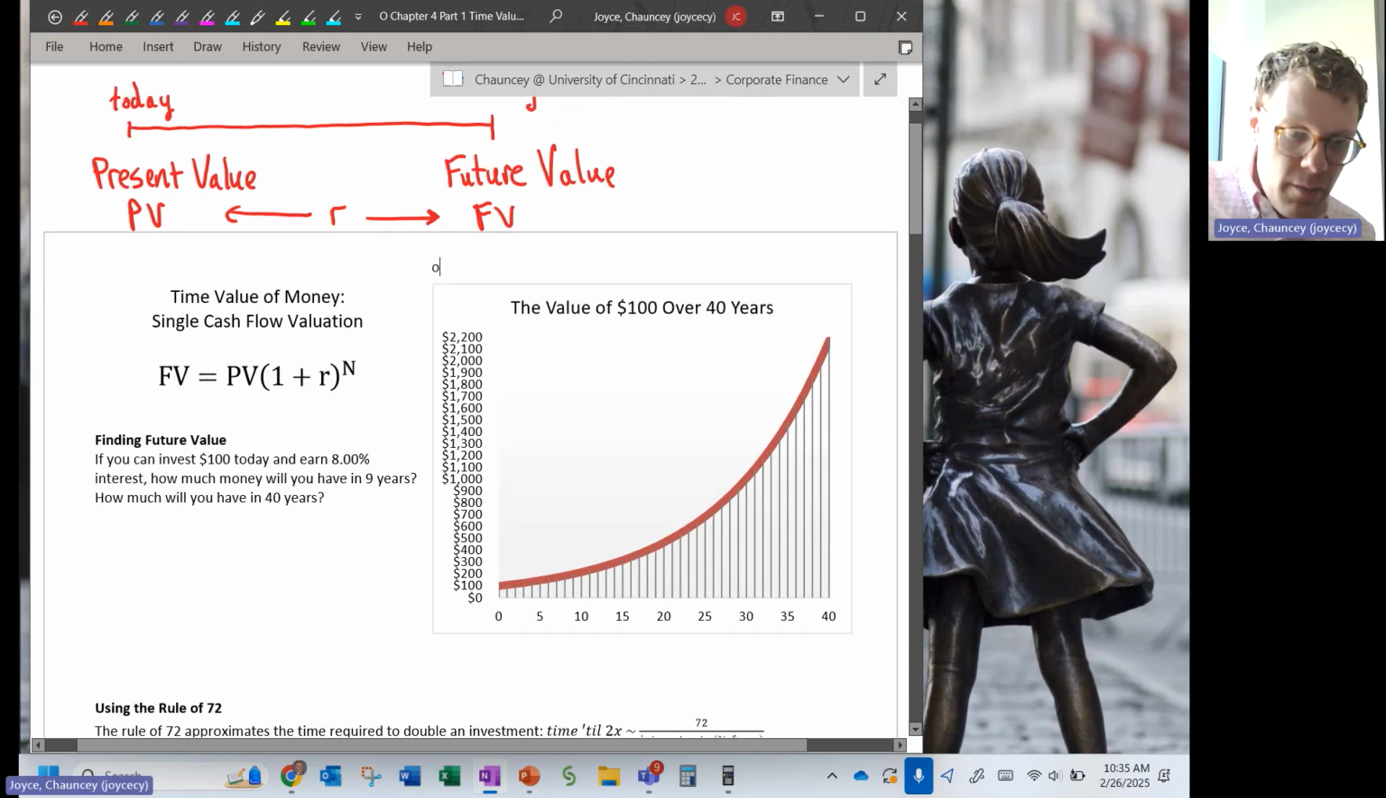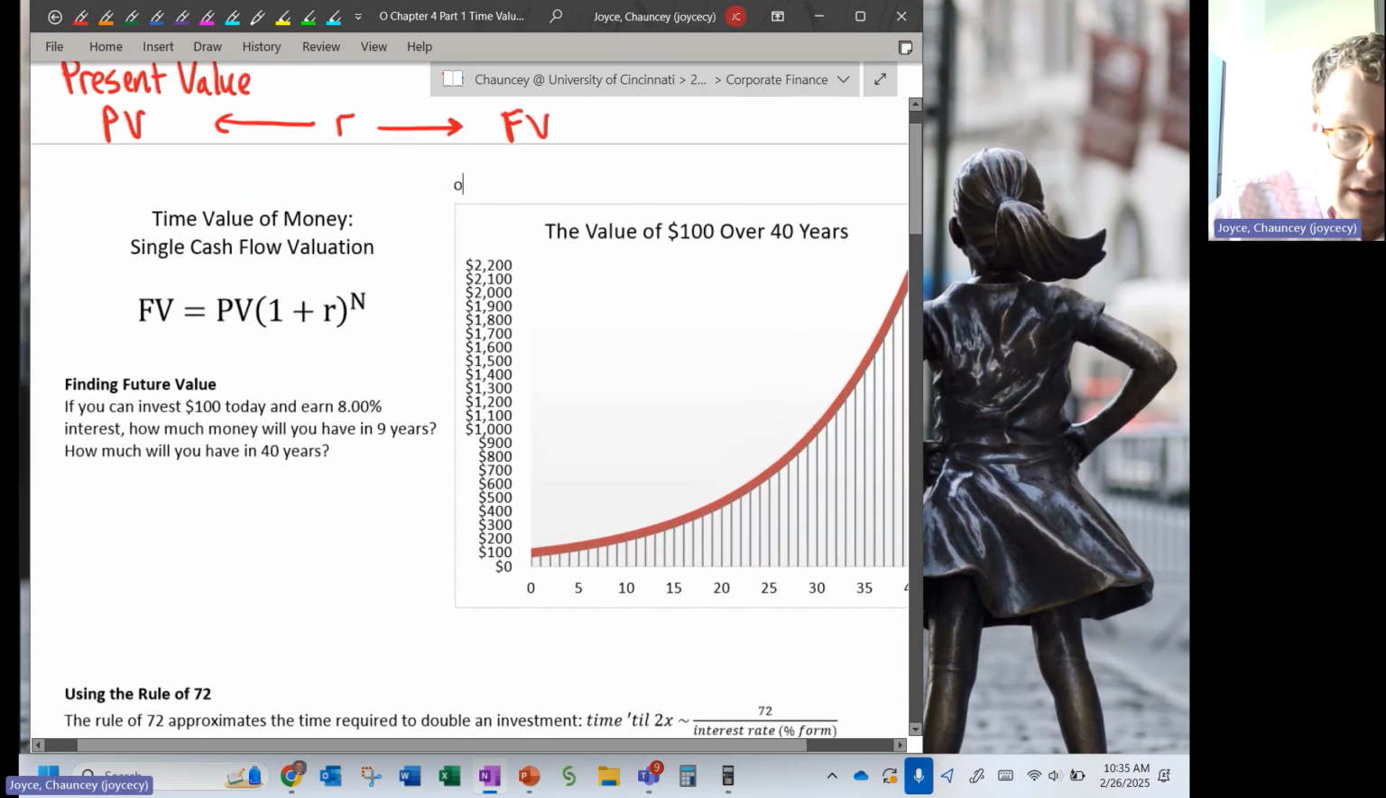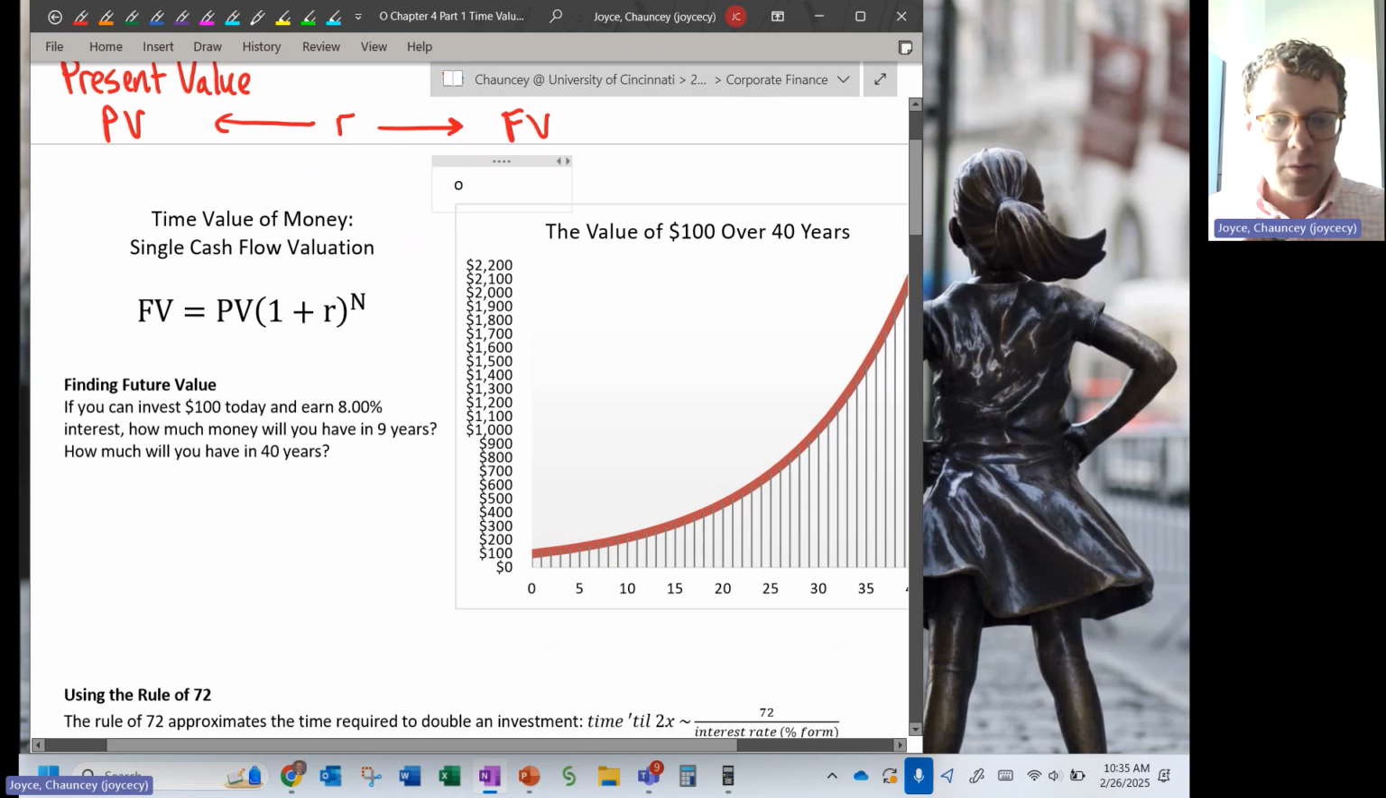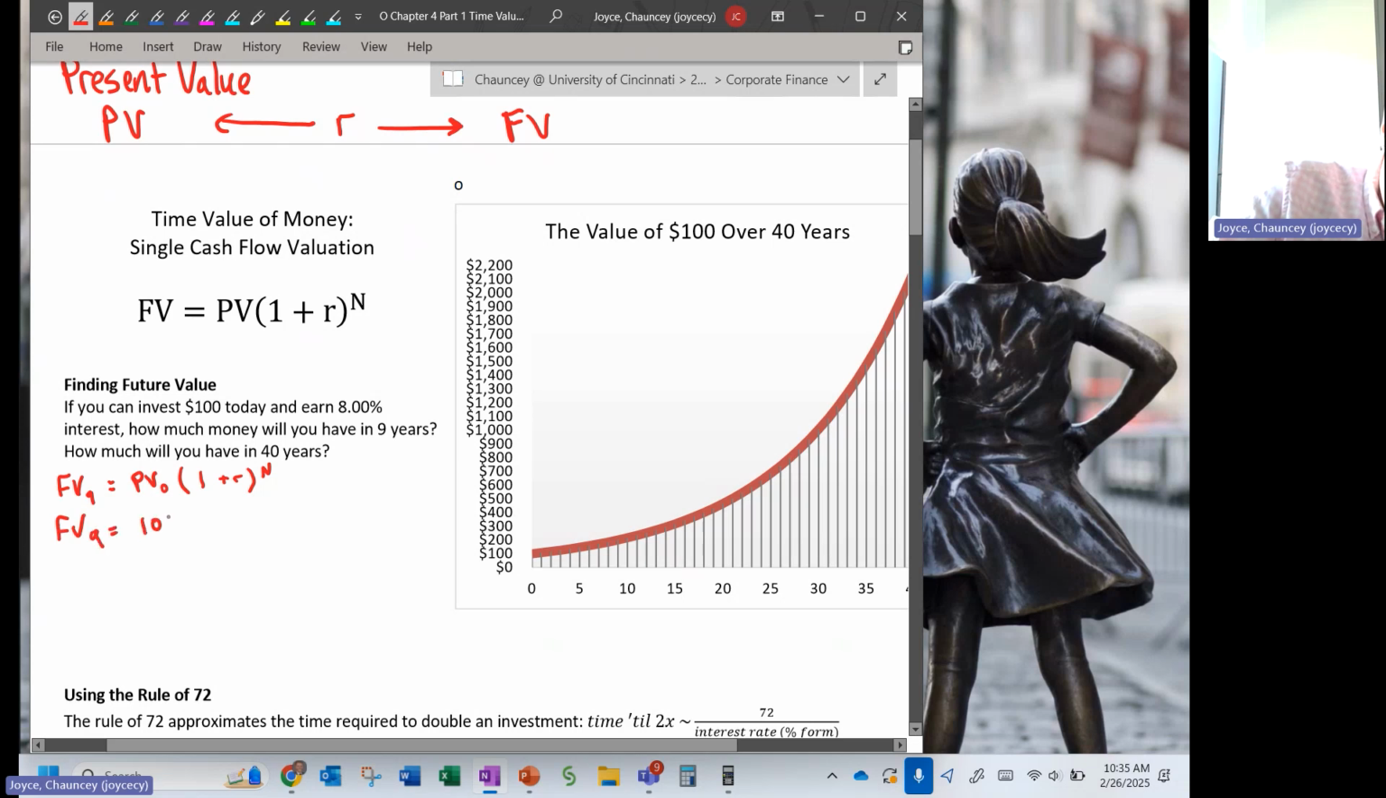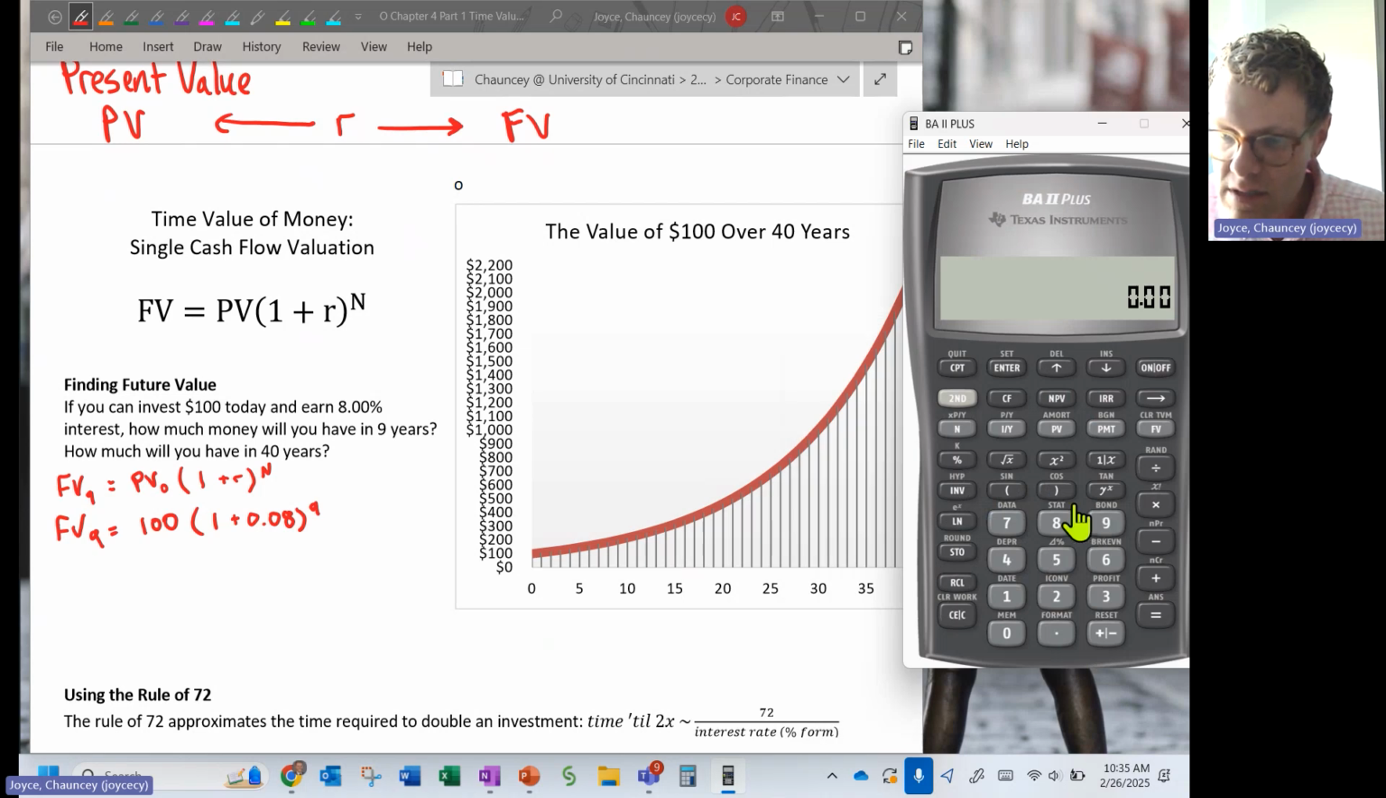So let's look at the first example, finding the future value. If you can invest $100 today and earn 8% interest, how much money will you have in 9 years? So I'll rewrite this equation. The future value at time 9, I like to put a subscript for time there, FV sub 9, equals present value today, subscript 0 if you wish, times (1 + r) to the n. So future value at time 9 is just the 100 today times (1 + 0.08) to the 9th power. And I'll show you on your financial calculator how you can solve this.